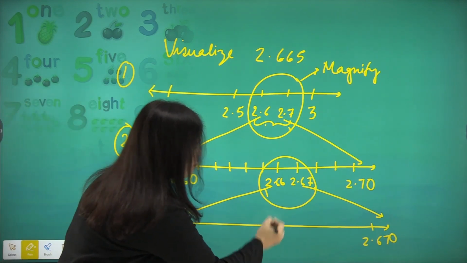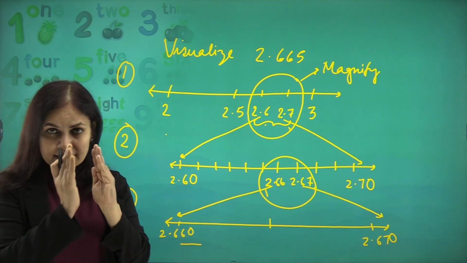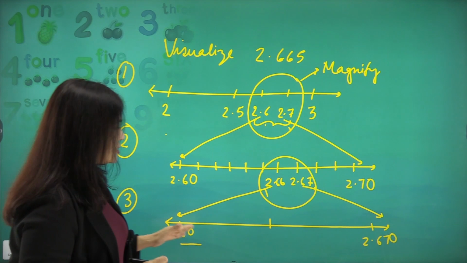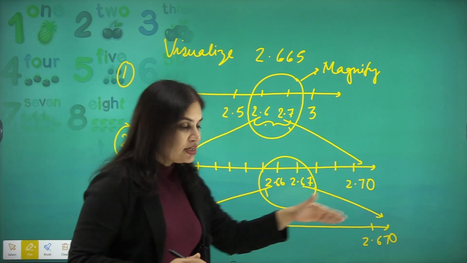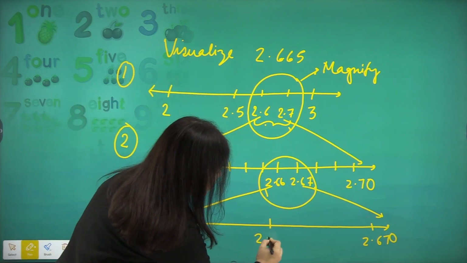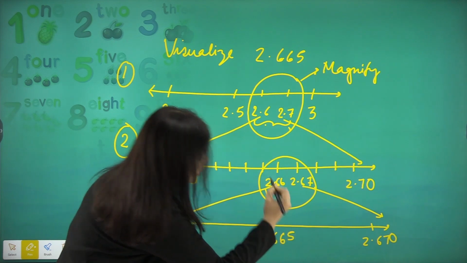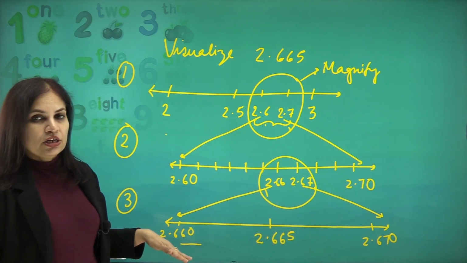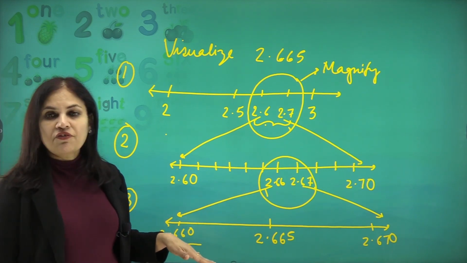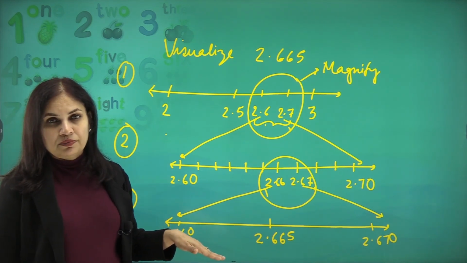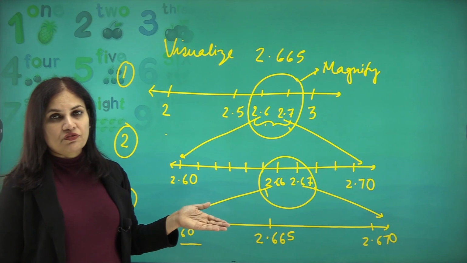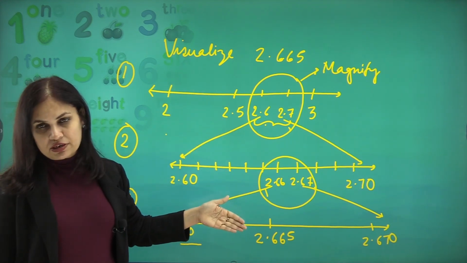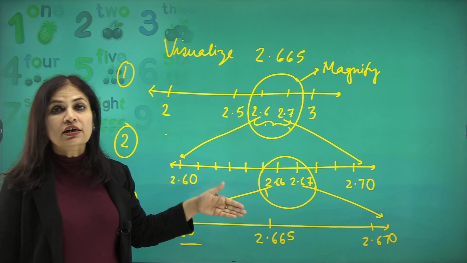2.665 will lie exactly between 2 points. This is the midpoint of 2.660 and 2.670. So my 2.665 will lie between these 2 points, which I can see very clearly. So this is the process of magnification, and we have to show all the steps to visualize a number.